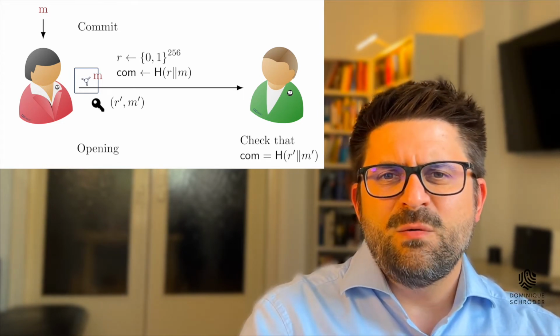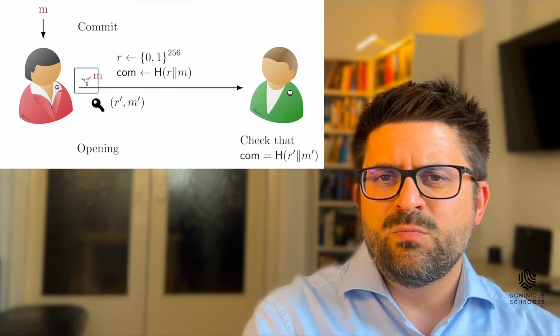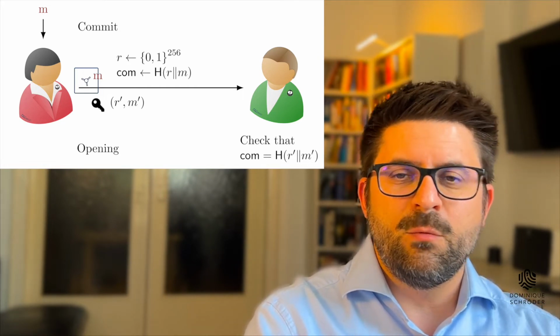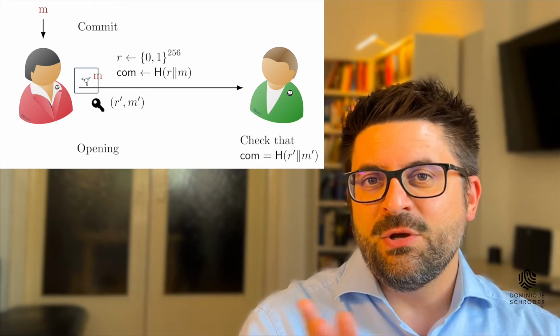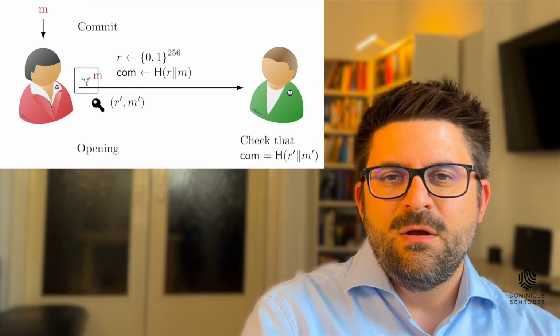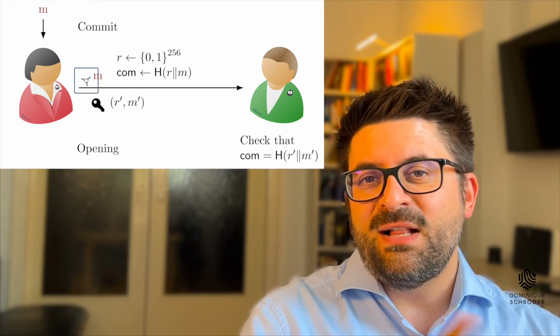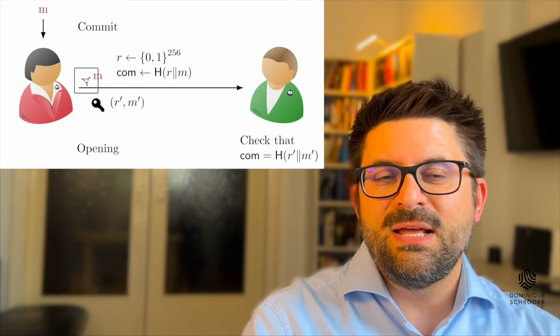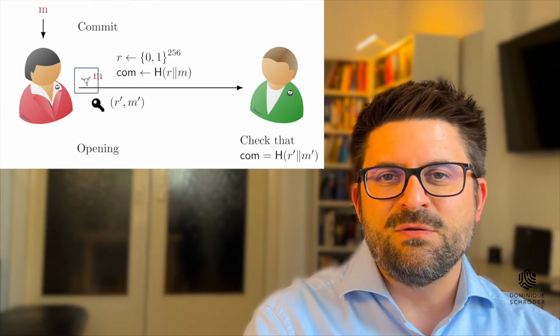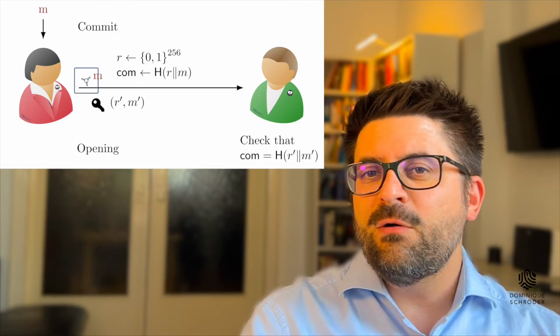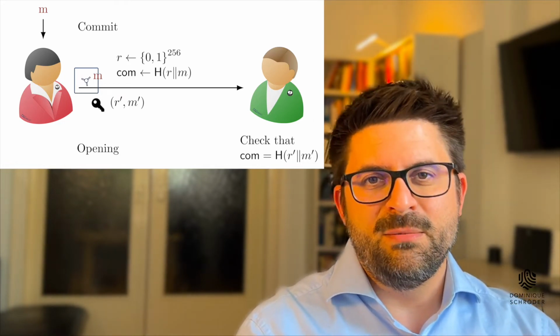On the other hand, what about the binding property? Remember that the binding property was the point that Alice cannot change her mind afterwards. Well, she already gave the values m and r after computing the hash values to Bob. And now it's on her to reveal the corresponding preimages.